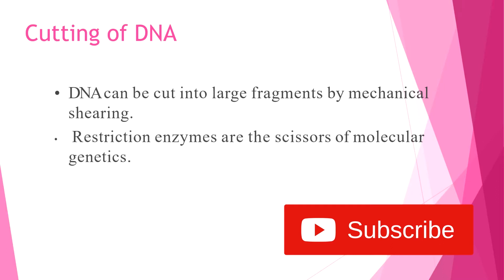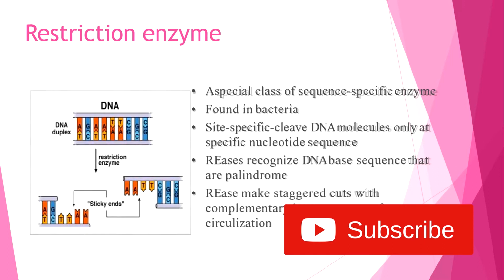There are different kinds of restriction enzymes, and these restriction enzymes, or restriction endonucleases, are known as the molecular scissors in genetics. The restriction enzyme is found in bacteria and makes site-specific cleavage. Through mechanical shearing, we can make large DNA fragments. After that, we use restriction enzymes to make a site-specific cleavage.